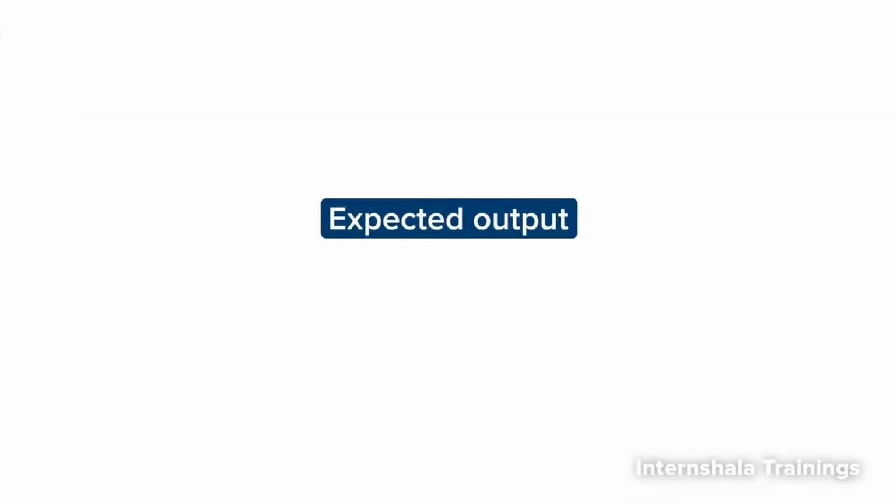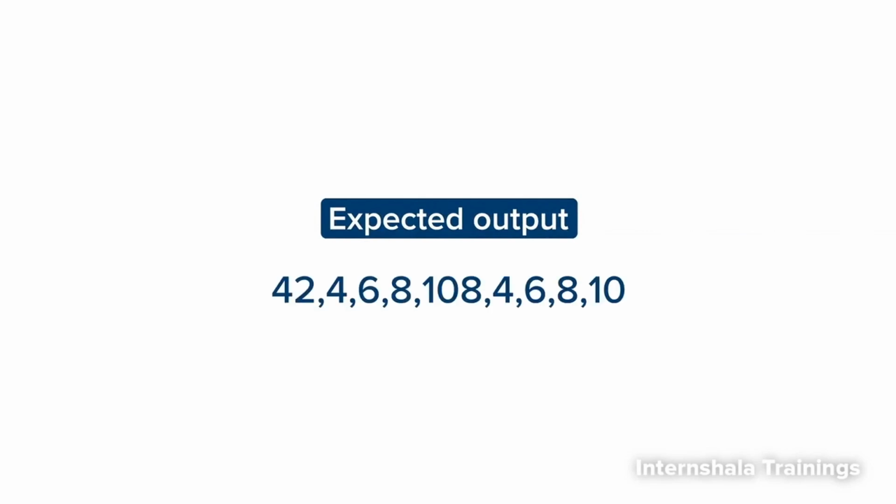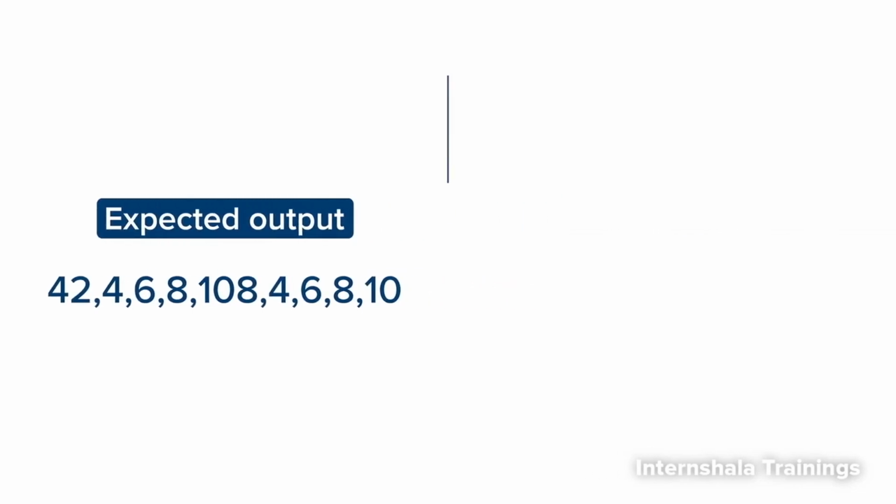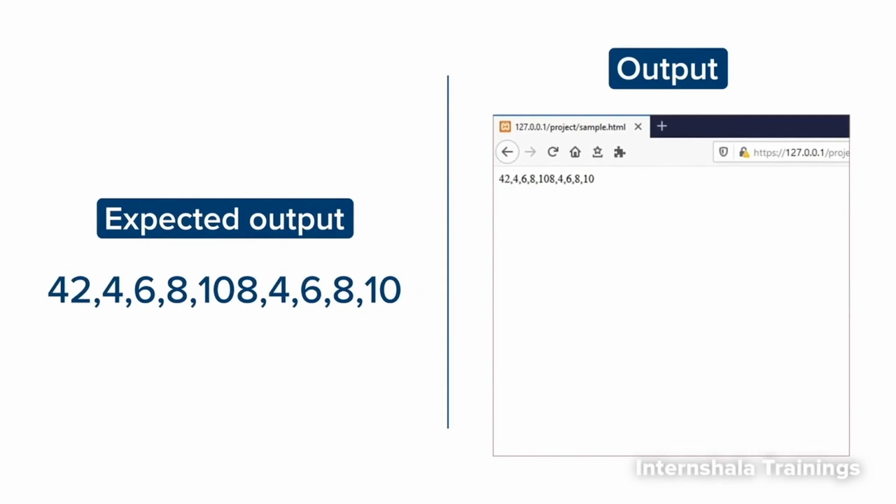So let us first combine the output of all the variables x, y, and z. It will become 4, 2, 4, 6, 8, 10, 8, 4, 6, 8, and 10. Let us run this code and match the output with what we have calculated. See, we got the same output as expected.